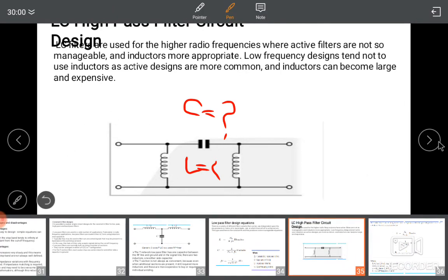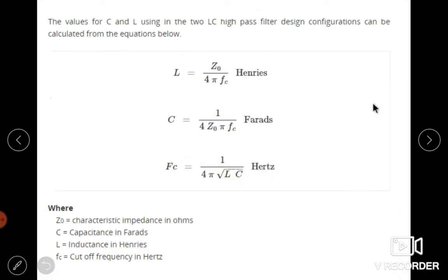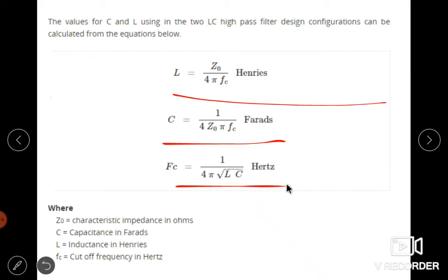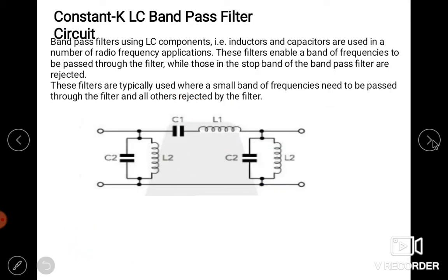These are simple formulas. L by this formula, C by this formula, and this is the cutoff frequency. This cutoff frequency comes from this way. These are the formulas we have used while designing the K filter, the K low pass filter and K high pass filter. Similarly, in this way, we have the constant K LC band pass filter circuit.